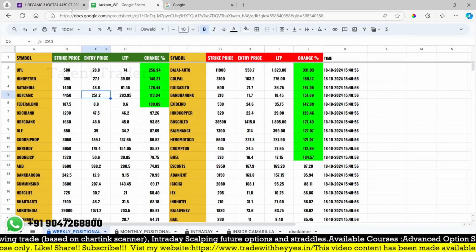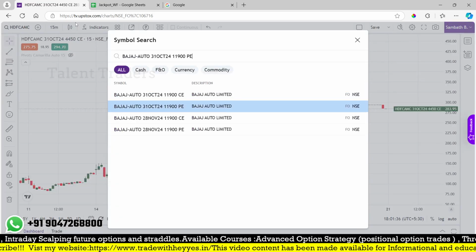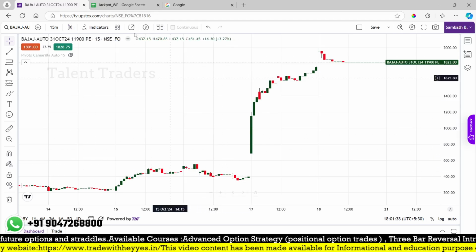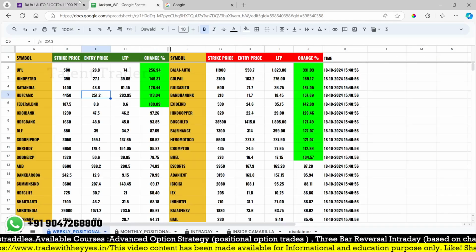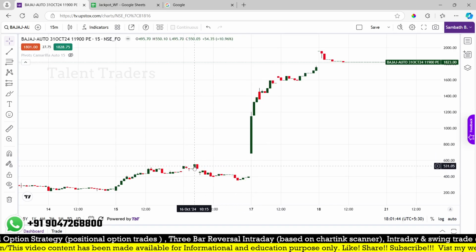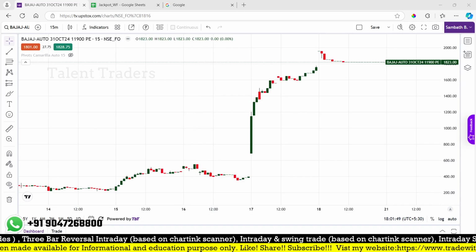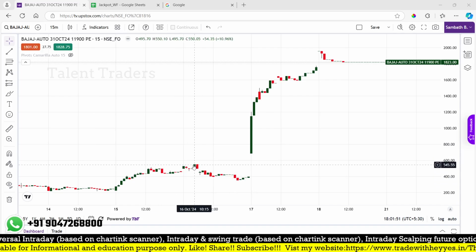On the put side, like Bajaj Auto 11900, whether it is a valid opportunity or not. Our breakout point is somewhere around 550. Here 550 was triggered around 16th October. So 16th October is a Wednesday, it's positional, and we can try for this.